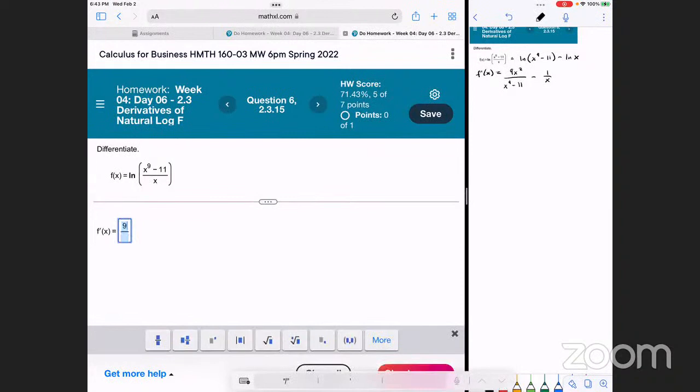So I'm just going to try 9x squared, right? And then we got x to the power of 9 minus 11. And then we're going to say minus 1 over x. Okay, let's see what they did.